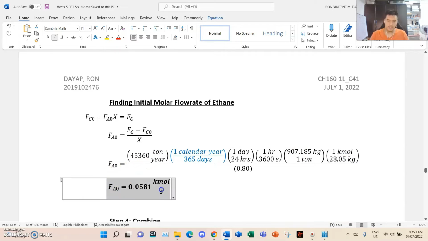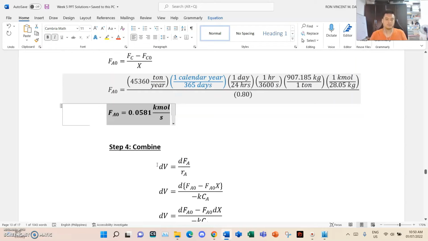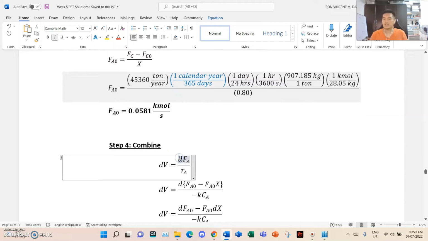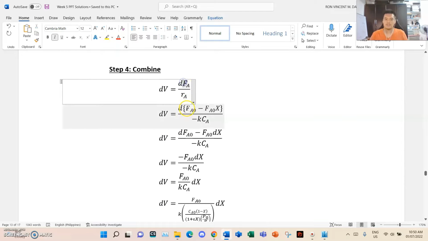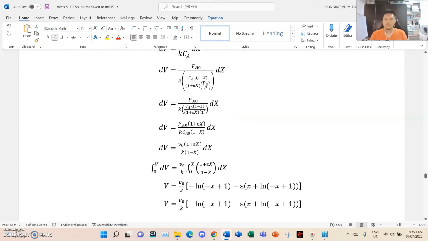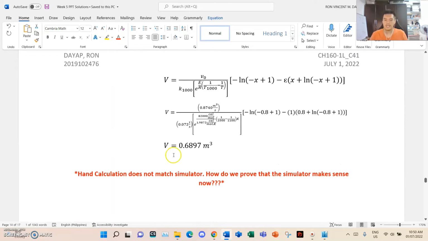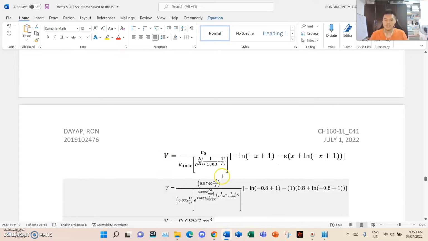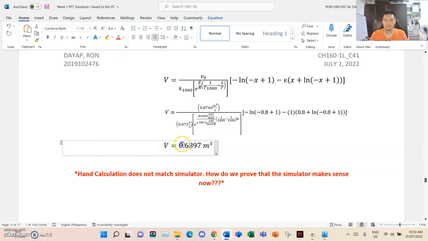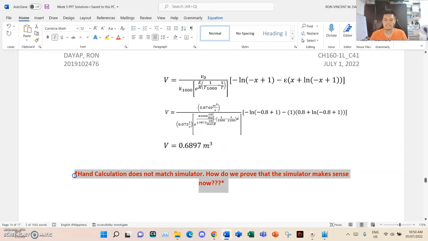Doing so, I would calculate that the molar flow rate of ethane inlet is equal to 0.0581 kilomoles per second. And then I combine everything that I know and derived earlier. So this is from step 1, and this definition is from the stoichiometric table, and so on, substituting and integrating with respect to V and X. I would find this formula, and I calculated that my volume should be 0.6897 cubic meter.